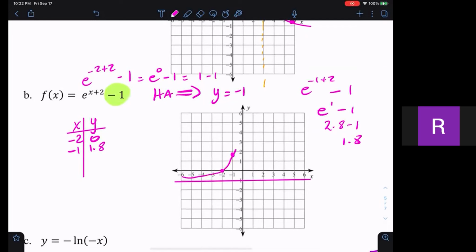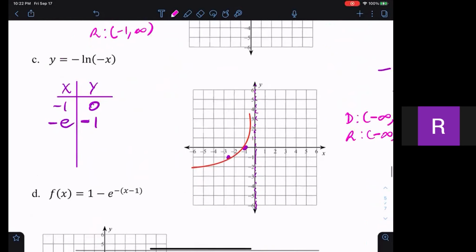It's something like this, right? Like this. That's the graph. And don't forget to put the little things here. What's the domain? All real numbers, right? What's the range? The range will be from -1 to infinity. That's it. Done. This one.